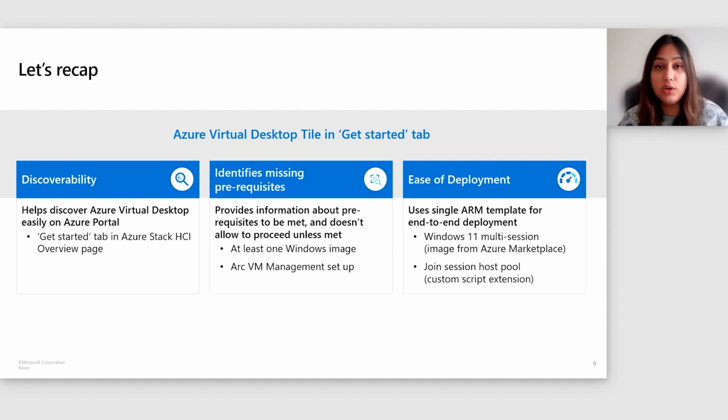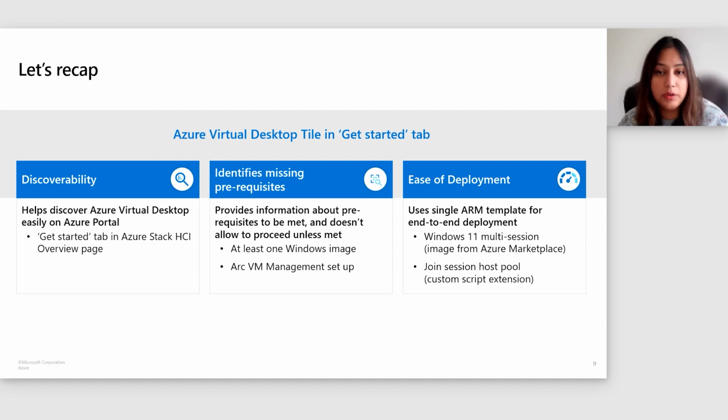So moving along, let's do a quick recap of Azure Virtual Desktop tile. It helps you to discover Azure Virtual Desktop easily on Azure portal. You just go to your Stack HCI overview page, and under the Get Started tab, there it is. The tile helps you to identify prerequisites and if they are met or not met. It provides information about which prerequisites are not met, and it won't let you proceed otherwise. The prerequisites are that there should be at least one Windows image, and there should be Arc VM management set up on the cluster. If either of these are not met, it will provide you information about how to do so.